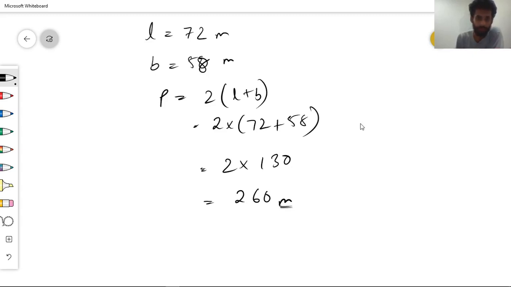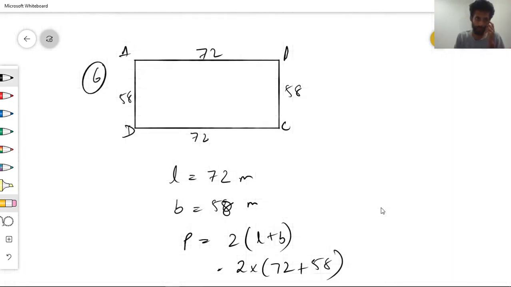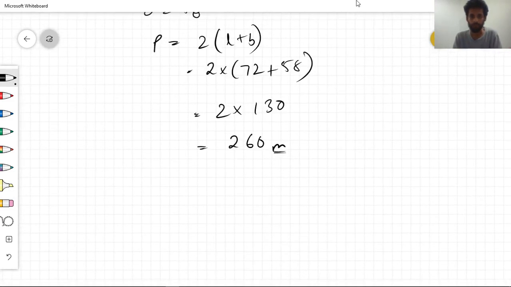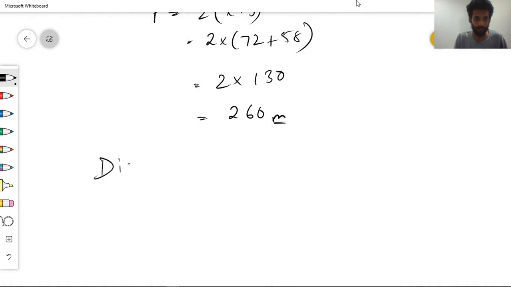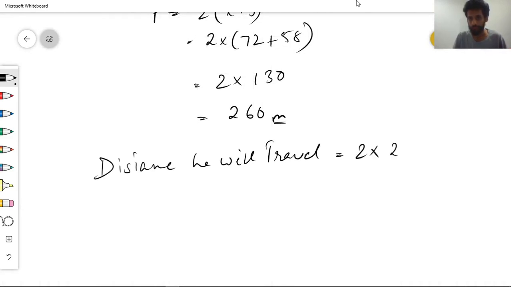This one is in meter. Now speed is given. But first of all, we have to understand this. He wants to travel around the field 2 rounds. 2 rounds means double the perimeter. So the distance he will travel is equal to 2 into 260 meter, that is 520 meter.